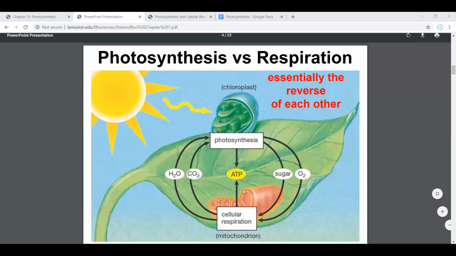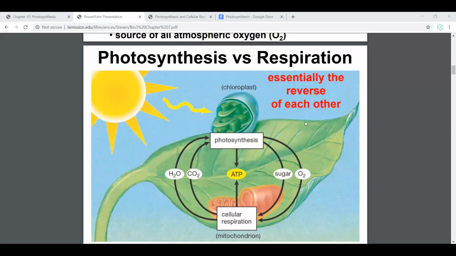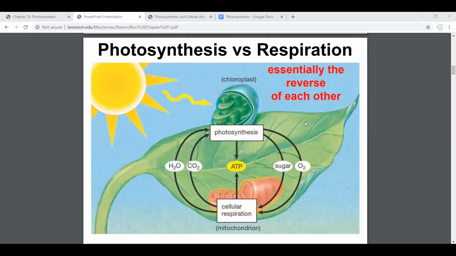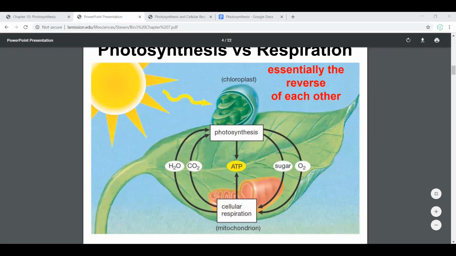Okay, so again, let's look at photosynthesis versus respiration. They are the reverse of each other. We said that the chloroplast is the one involved with photosynthesis. Mitochondria are the one involved with cell respiration.